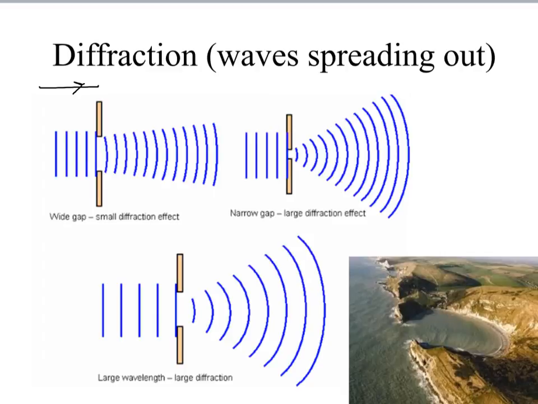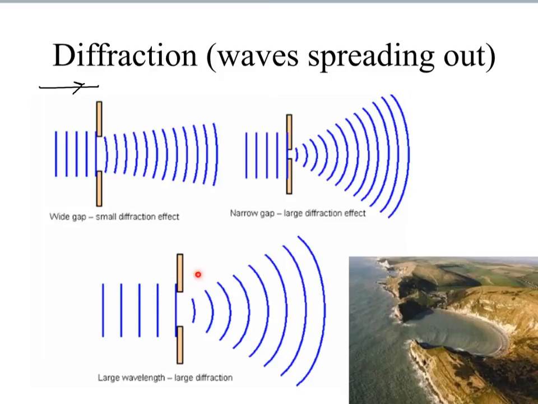We can see that this wave on the right, the one that spreads out more, has a wavelength that's actually very similar to the size of the gap that the wave is passing through. The more similar in size the wavelength is to the gap, the more diffraction will occur, the more the wave will spread out. In this example on the left, we can see that the wavelength is actually much smaller than the size of the gap, so we get much less diffraction. The wave doesn't spread out anywhere near as much as in this example.